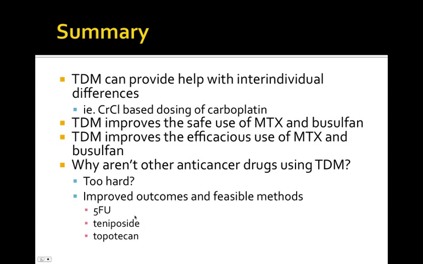Also, I wanted to show that there are improved outcomes and feasible methods for these drugs as well.